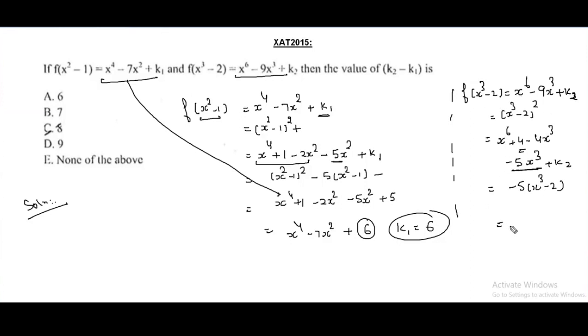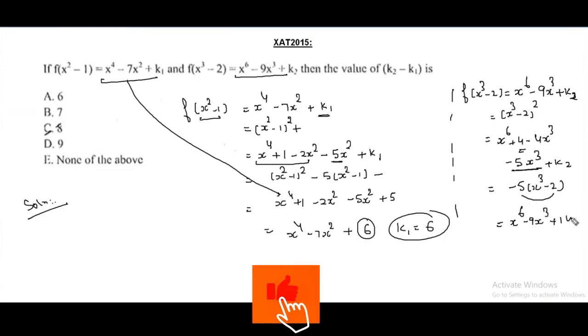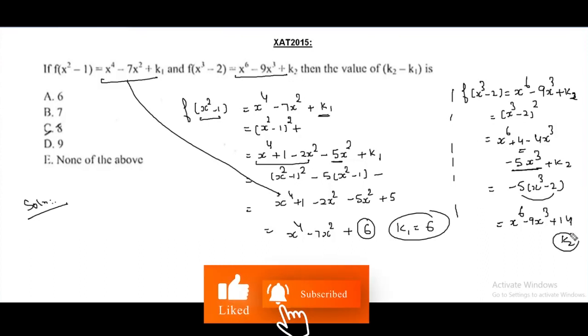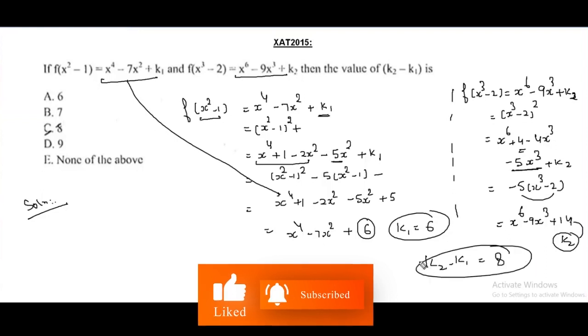So my exact equation will be x raised to power 6 minus 9x cube plus 40. Plus 10 from here and plus 4 from here. So plus 14. So that K2 is coming out to be 14. If K2 is 14 and K1 is 6, he is asking the difference. So what is the difference? The difference is nothing, it is 8.